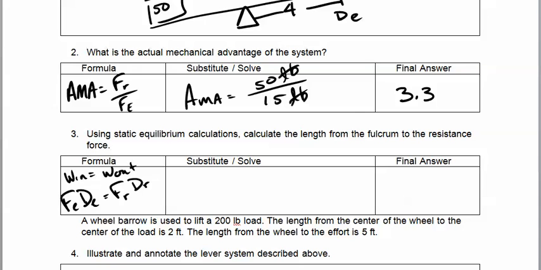Now, in the second one here, I'm going through and using our work input equals work output. And FE times DE equals FR times DR, and that's the effort. The input is the effort, and the work output is the resistance. To go about solving this then, I'm going to have to substitute some numbers in. And I went ahead and substituted those numbers in. 15 was the effort force, 4 was the effort distance, 50 was the resistance force, and then X is the resistance distance. 15 times 4 is 60, divided by 50 gives us 1.2, and it was in feet.